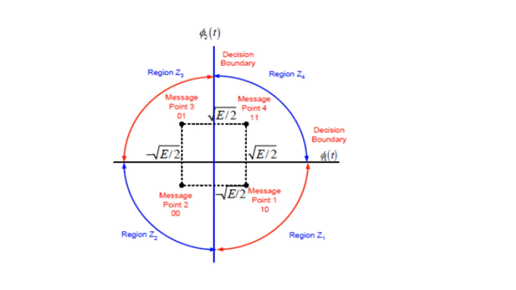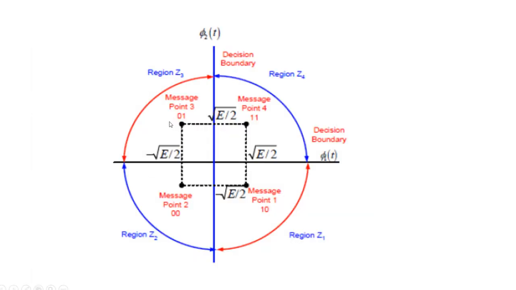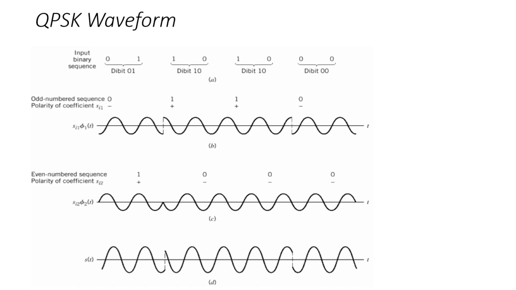We have to mix the signal space and the waveform. From the waveform you have the signal space. In the signal space, it is for coherent detection. The main purpose of signal space is detection of the signal: how the signal will be detected, whether it is s1 of t, s2 of t, s3 of t or s4 of t. So that was about the QPSK waveform.